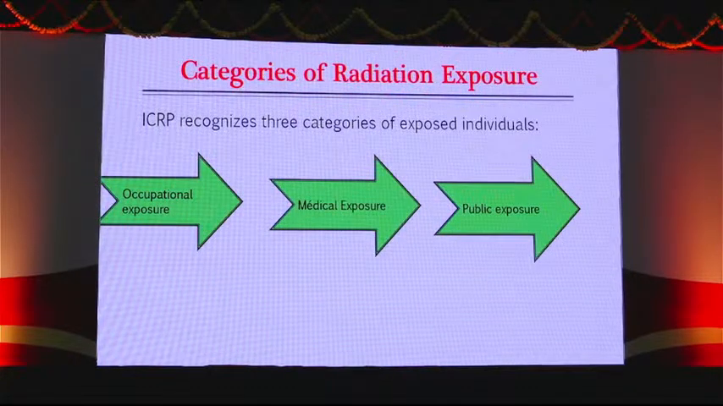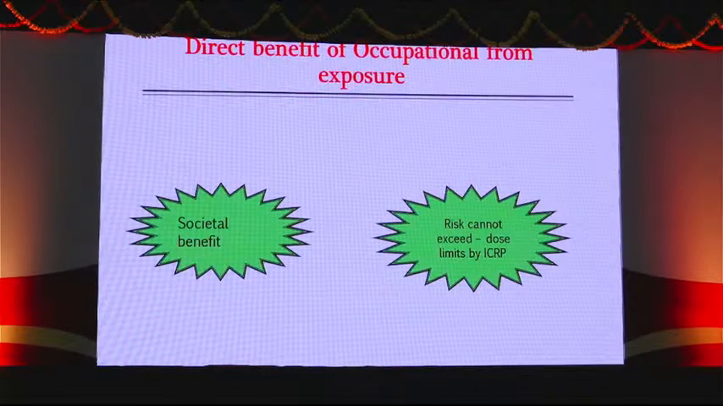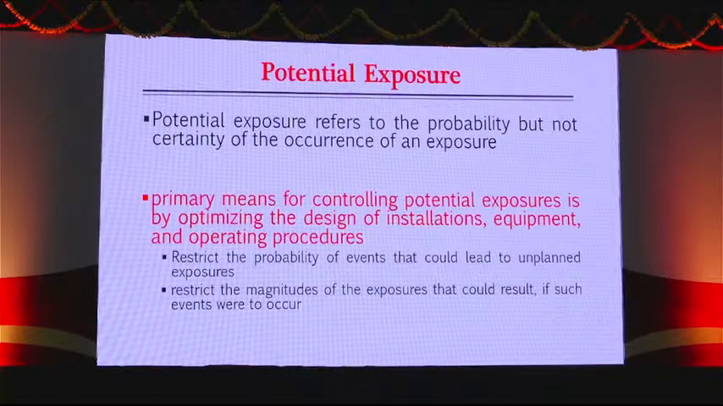Categories of radiation exposure. ICRP recognizes the categories of exposed individuals: occupational exposure, medical exposure and public exposure. Occupational exposure assumes special significance since the staff or radiation protection workers work for the societal benefit. Their risk cannot exceed the risk-based dose limit recommended by the ICRP or the national regulatory bodies for planned exposure situations. And, for instance, potential exposure is there.